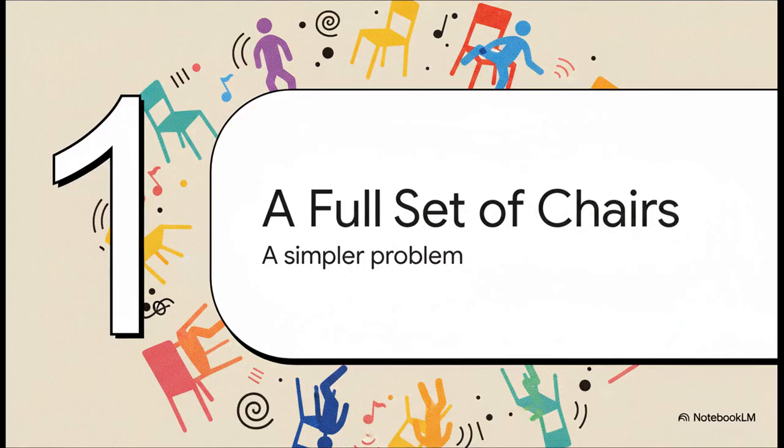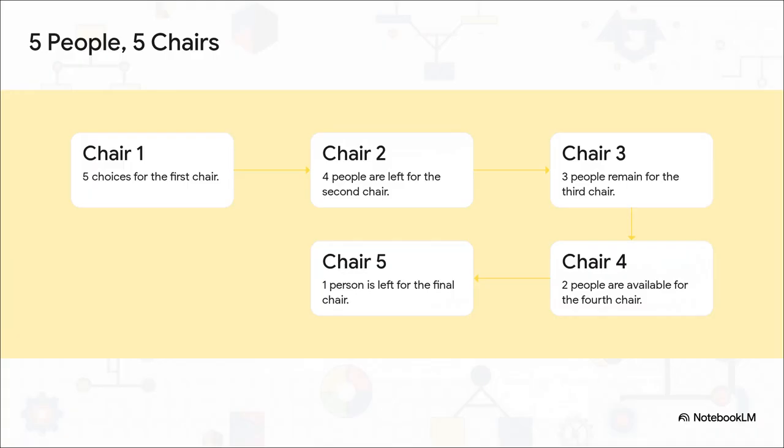Okay, so before we tackle that whole musical chairs problem, let's just warm up a bit. Let's make it easier. What if there were enough chairs for everybody? 5 people, 5 chairs. This is going to give us the foundation for everything else. Let's just use our common sense here. For that first chair, who could sit there? Well, any of the 5 people, right? So we've got 5 choices.